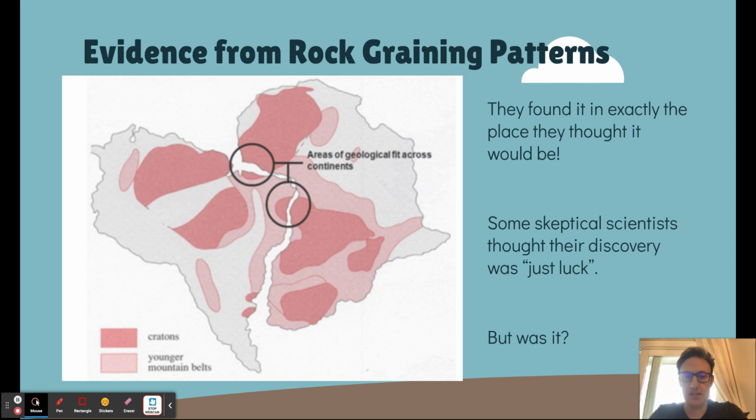Some skeptical scientists, however, thought that their discovery was just luck. Down here, this word cratons is a fancy word for large pieces of earth or large pieces of immovable rock. And there are some younger mountain belts that are here. But essentially, what they're saying is they link, they connect in these areas. And so, what do you think?